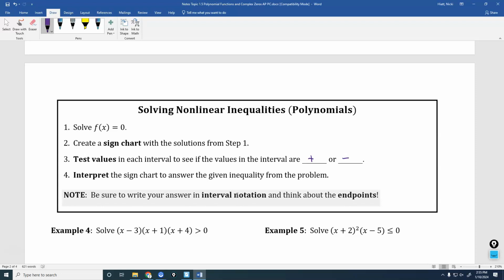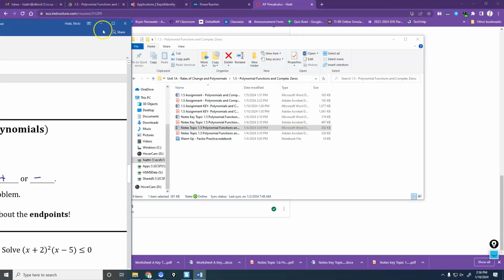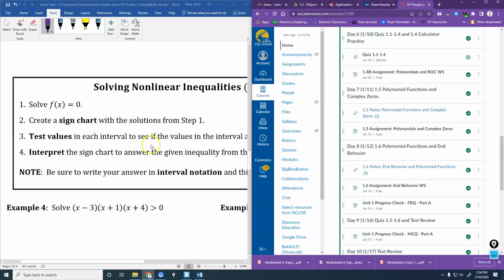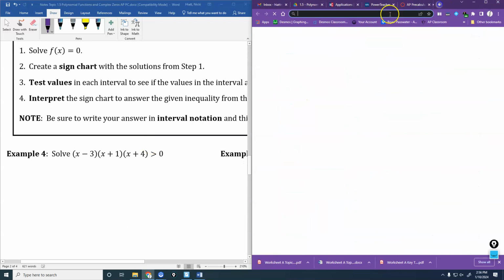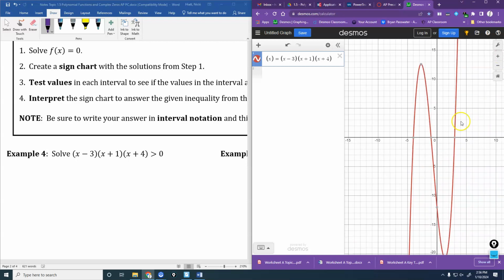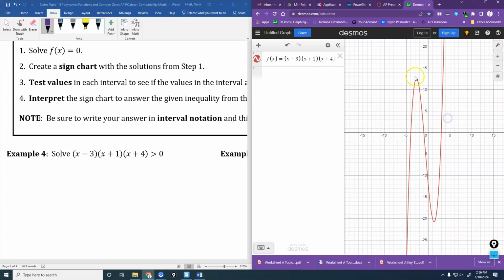It says be sure to write your answer in interval notation and think about the endpoints. So I want to look at this alongside a graph for this first one so we can get an idea of what is happening. If I pull up Desmos, I'm just going to graph f of x equals (x minus 3)(x plus 1)(x plus 4). Okay, and if I look at this graph, you can see what is happening.